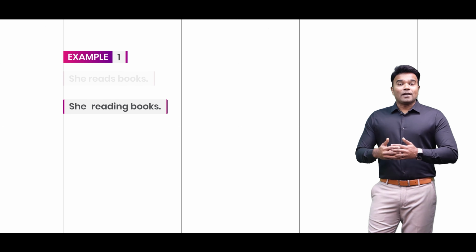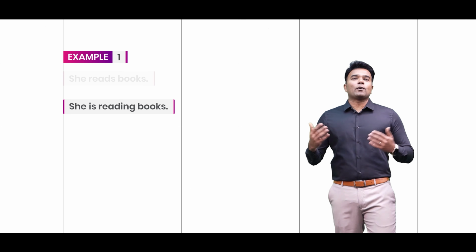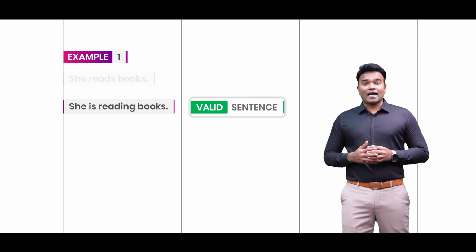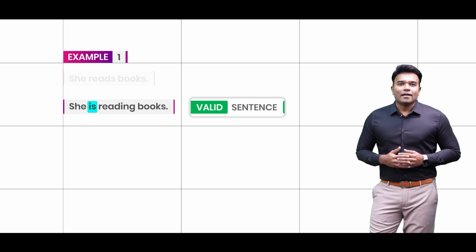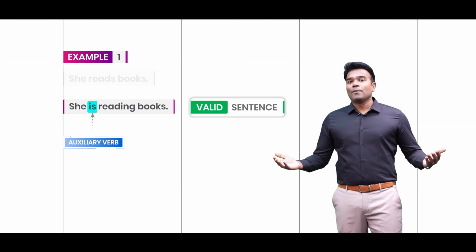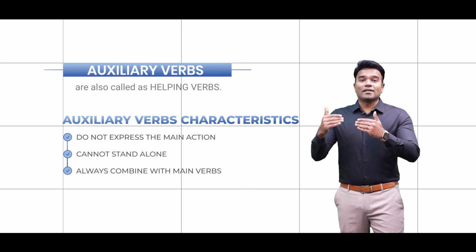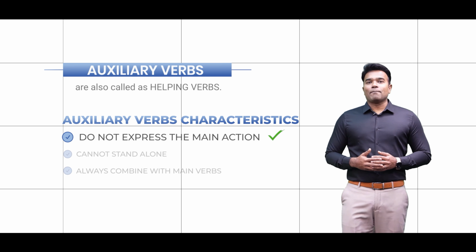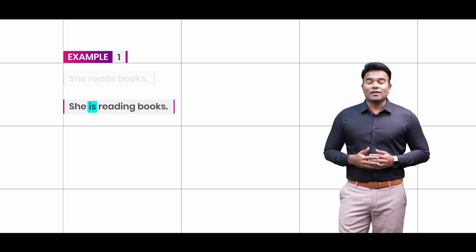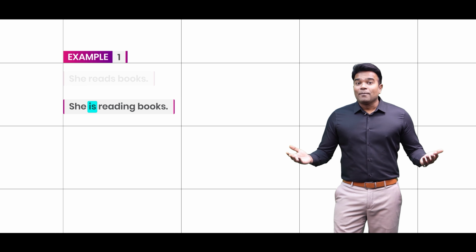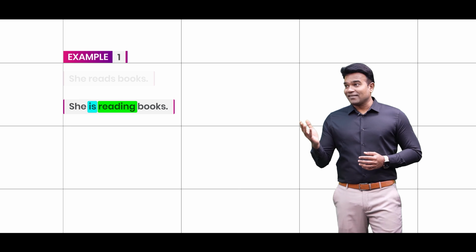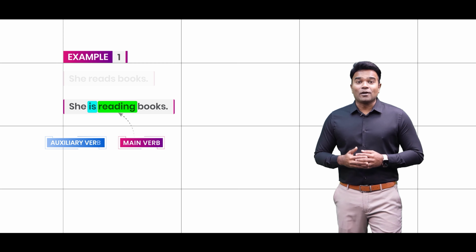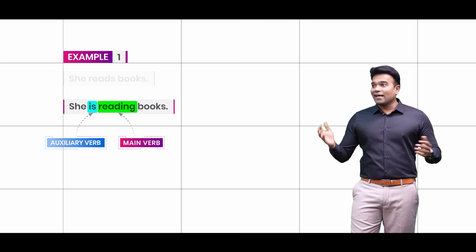And how do I make it a valid sentence? Well, I will bring in a word called is. And now you can notice that she is reading books becomes a valid sentence. And the is that I have added here is the auxiliary verb. Well, you after all know the characteristics of the auxiliary verb, that auxiliary verbs do not express the main action. Obviously, is not expressing the main action. After all, the main action here is reading, which is expressed by the action verb. But then is definitely an auxiliary verb which is not expressing the main action.